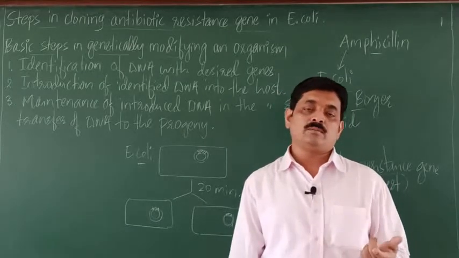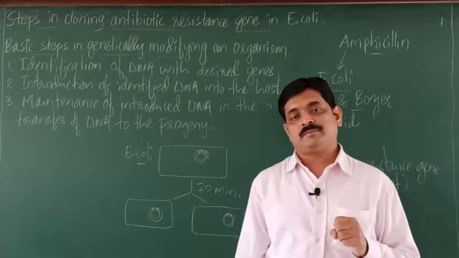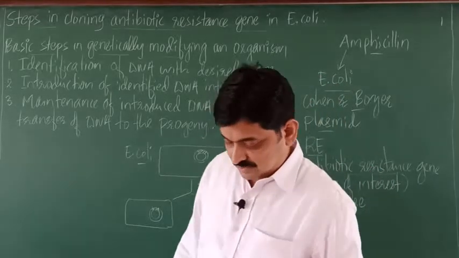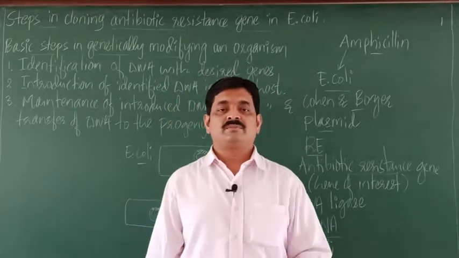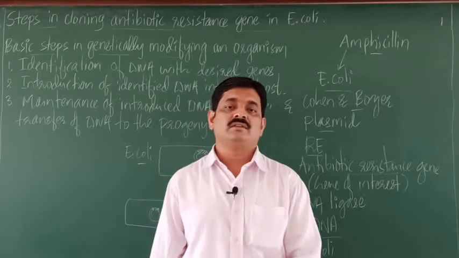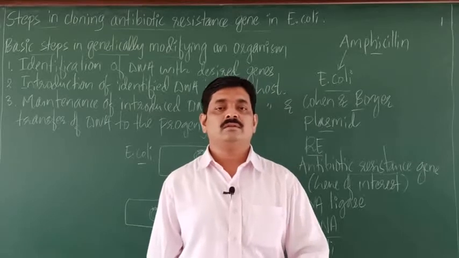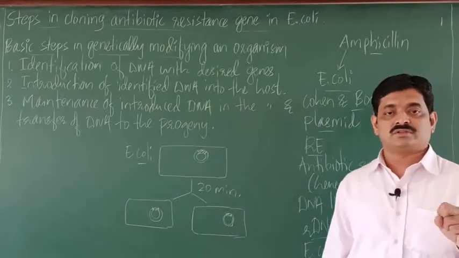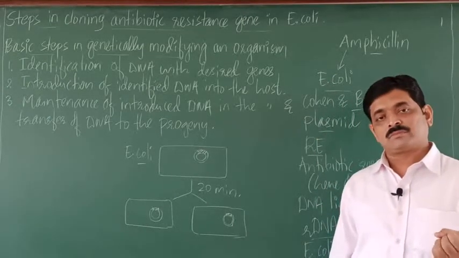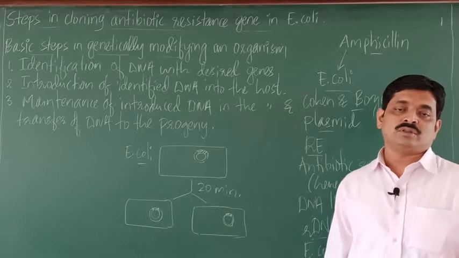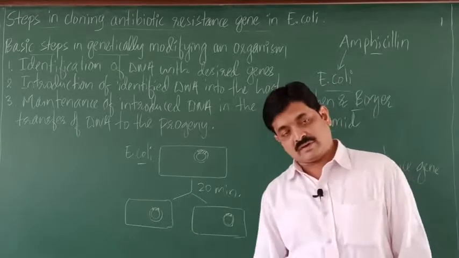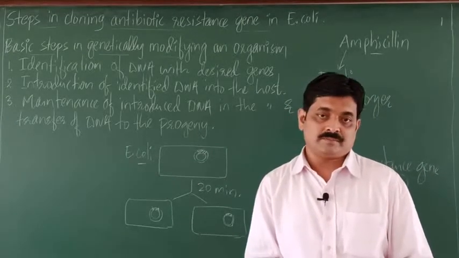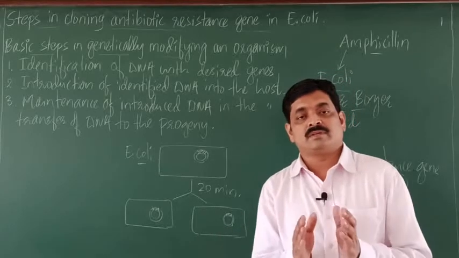So what Cohen and Boyer did, they took the plasmid, right? The plasmid was taken from a bacterium called Salmonella typhimurium. Next, they treated the plasmid with restriction enzyme. So what is the effect of restriction enzyme on the plasmid? Restriction enzyme cuts the plasmid, so the plasmid becomes open.